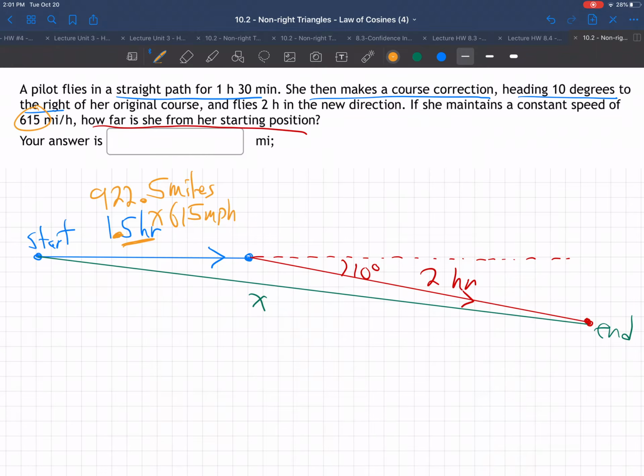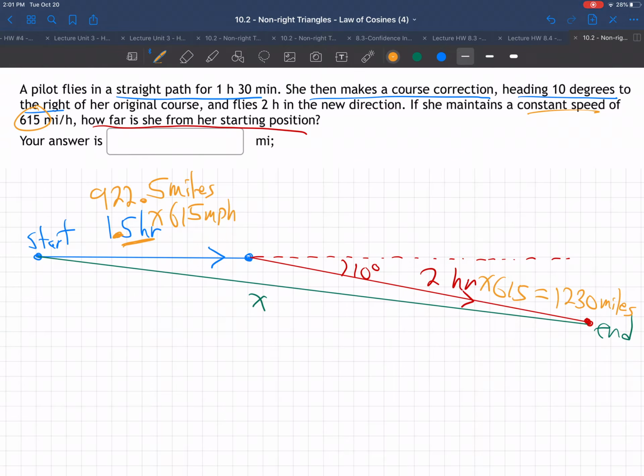And the other one, 2 times the same constant speed, 615. What's that? 1230. Looks like it's the wrong place. I'll just put it right here, equals 1230 miles. She went 1230 miles, 2 times 615.